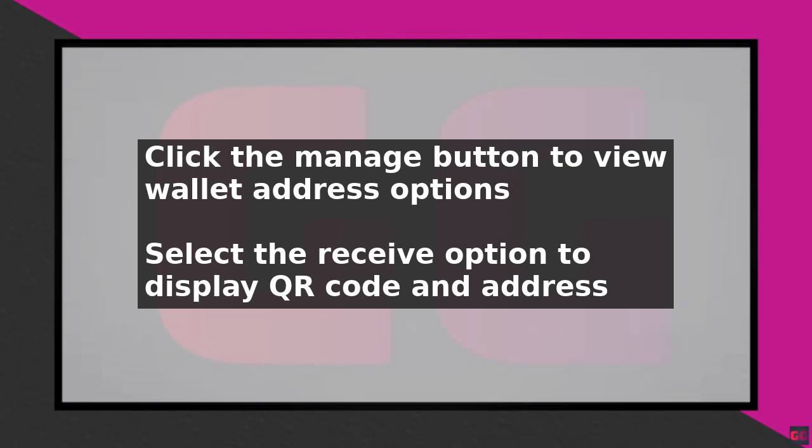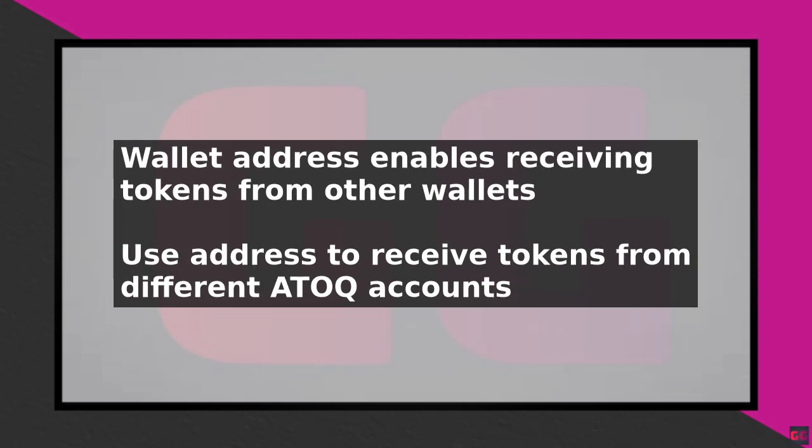Specifically, you'll want to click on the Receive option, which is situated in the middle of the screen. This will display your QR code, as well as your actual wallet address, which is located just below the QR code. The wallet address is a code that enables you to receive tokens from other Web3 wallet addresses, such as those found on Binance, Coinbase, Phantom, Trust Wallet, or MetaMask.